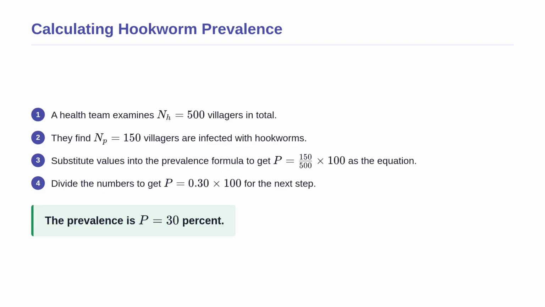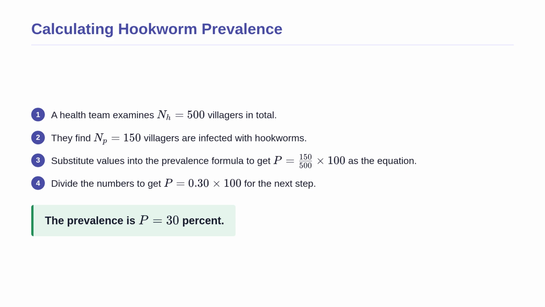Before we move on to the next metric, let us see this formula in action with a concrete example. A public health team visits a rural village to study a hookworm outbreak. They examine a total population of 500 villagers. Out of these, they find that 150 villagers are infected. We need to calculate the prevalence.